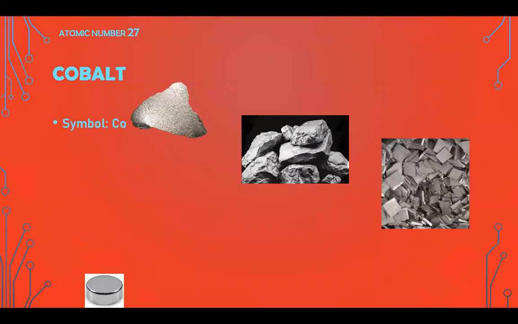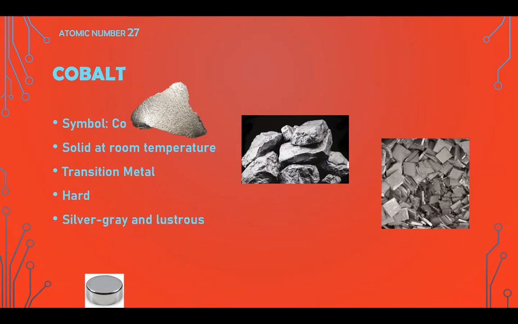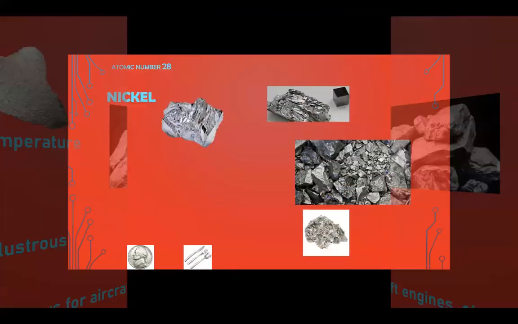Cobalt, its symbol is Co. It's a solid at room temperature. It's a transition metal and also possesses the magnetic property. It's hard, silver gray and lustrous. It possesses the magnetic property, the ferromagnetic property. We'll make a video about magnets a bit later. And cobalt is used in magnets, alloys for aircraft engines, etc.